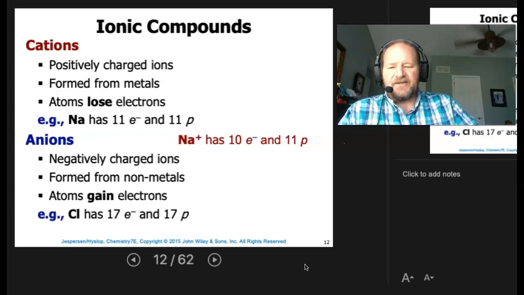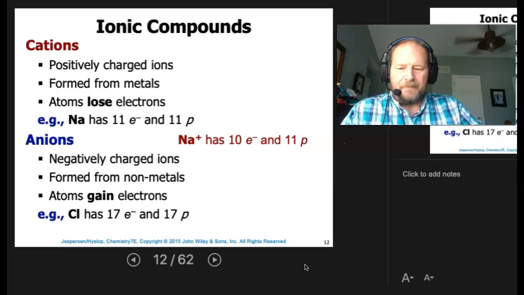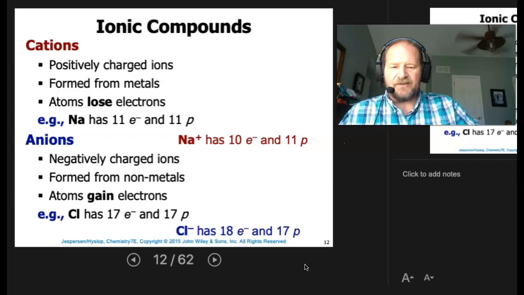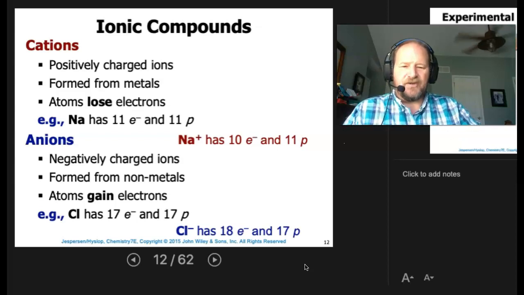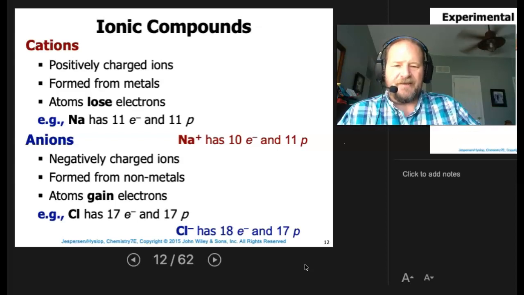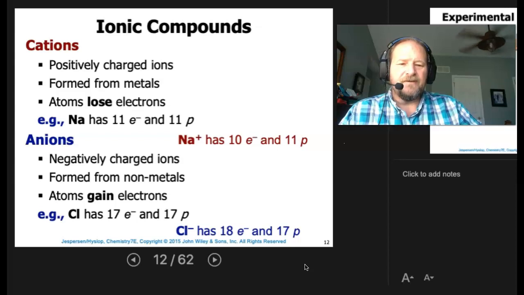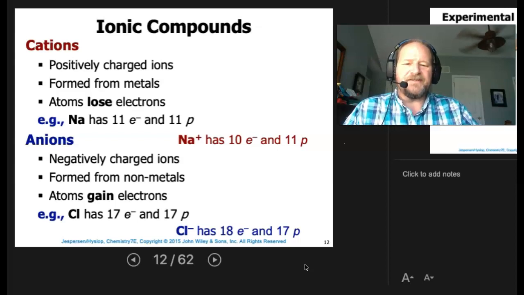Chlorine is going to have 17 electrons and 17 protons, but if chlorine accepts just one electron, then it becomes 18 electrons, 17 protons, and now we have a -1 charge. Hopefully that's all resonating with you.